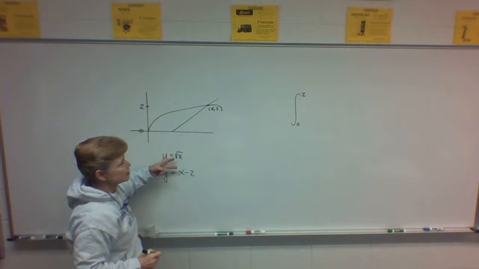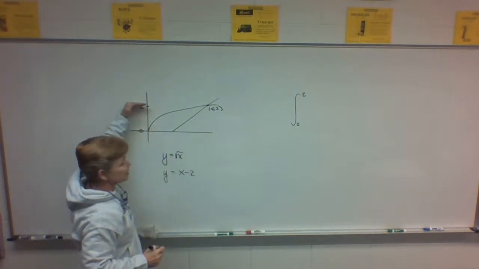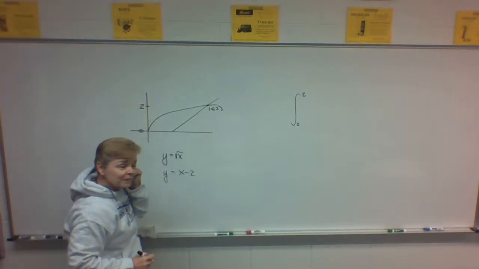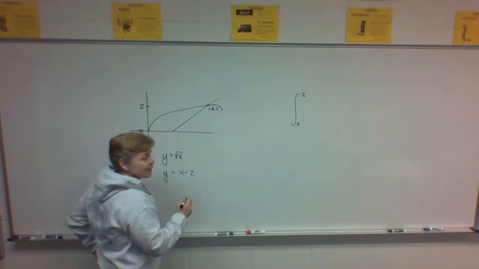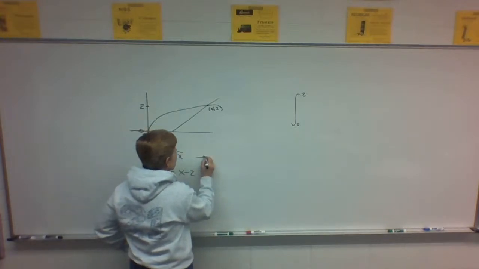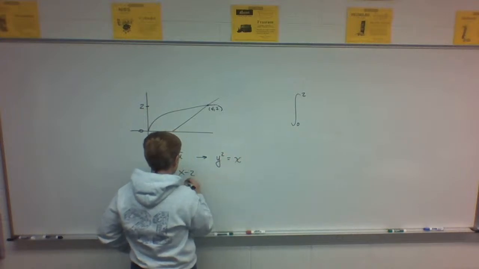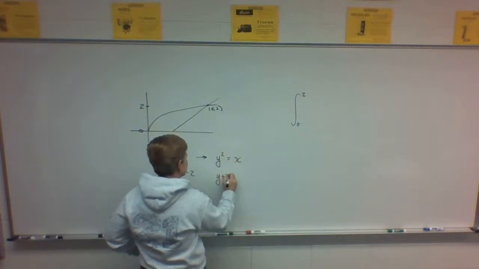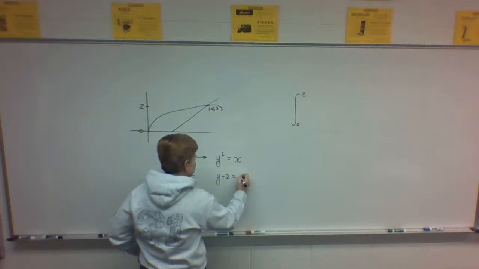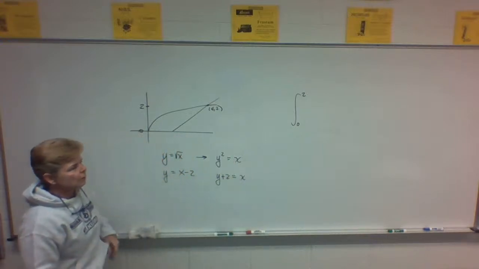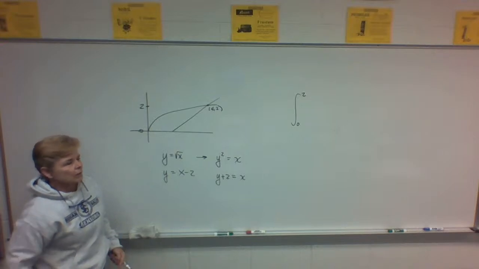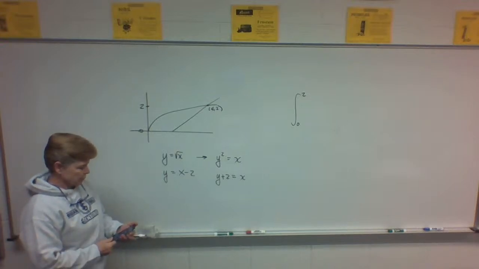You can't integrate these with respect to x because we're integrating with respect to y. So what do we got to do? Solve them for x. So this would be y squared equals x. And this one would be y plus 2 equals x. Oh, no, it would be plus or minus y squared because the bottom part is the negative y squared. But we're not doing that one.